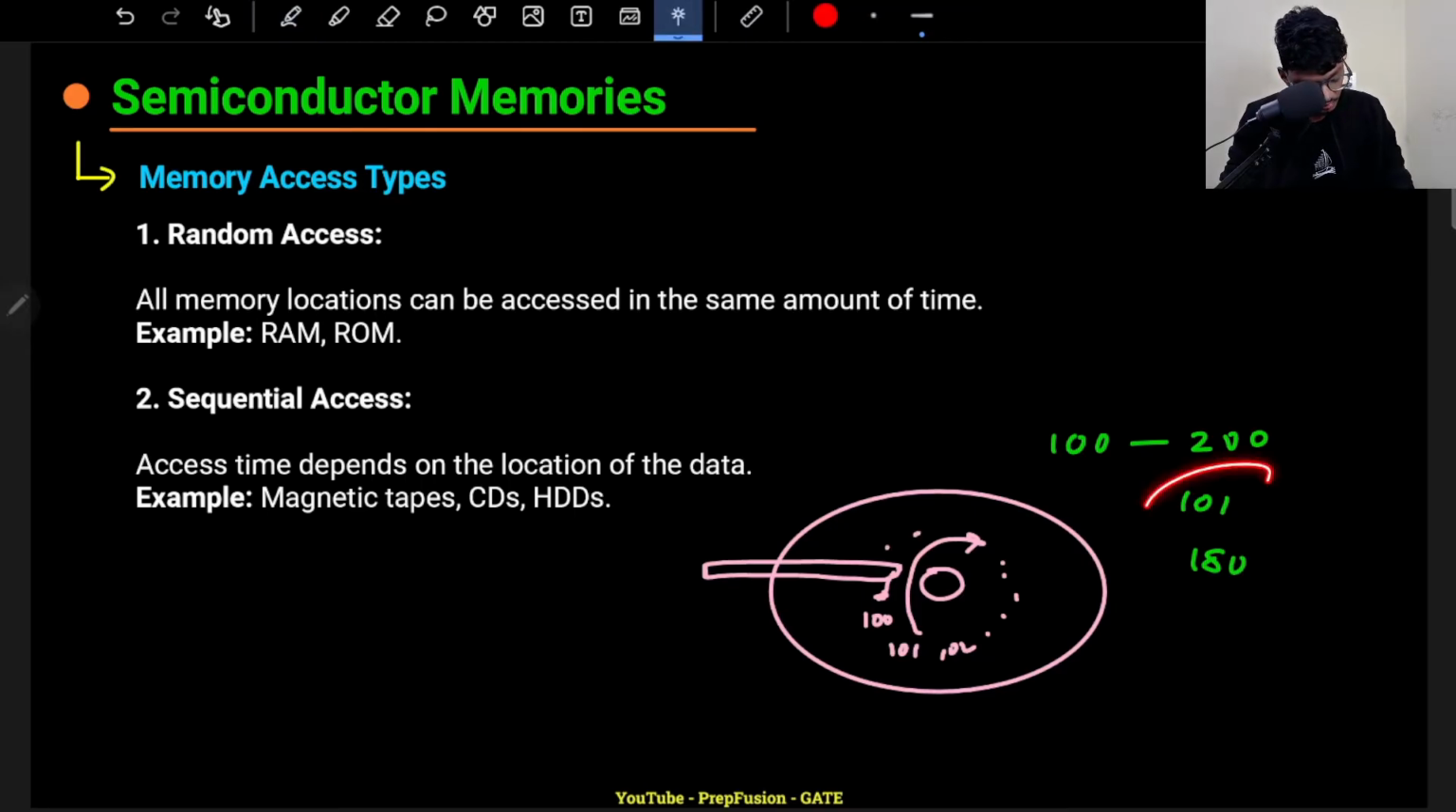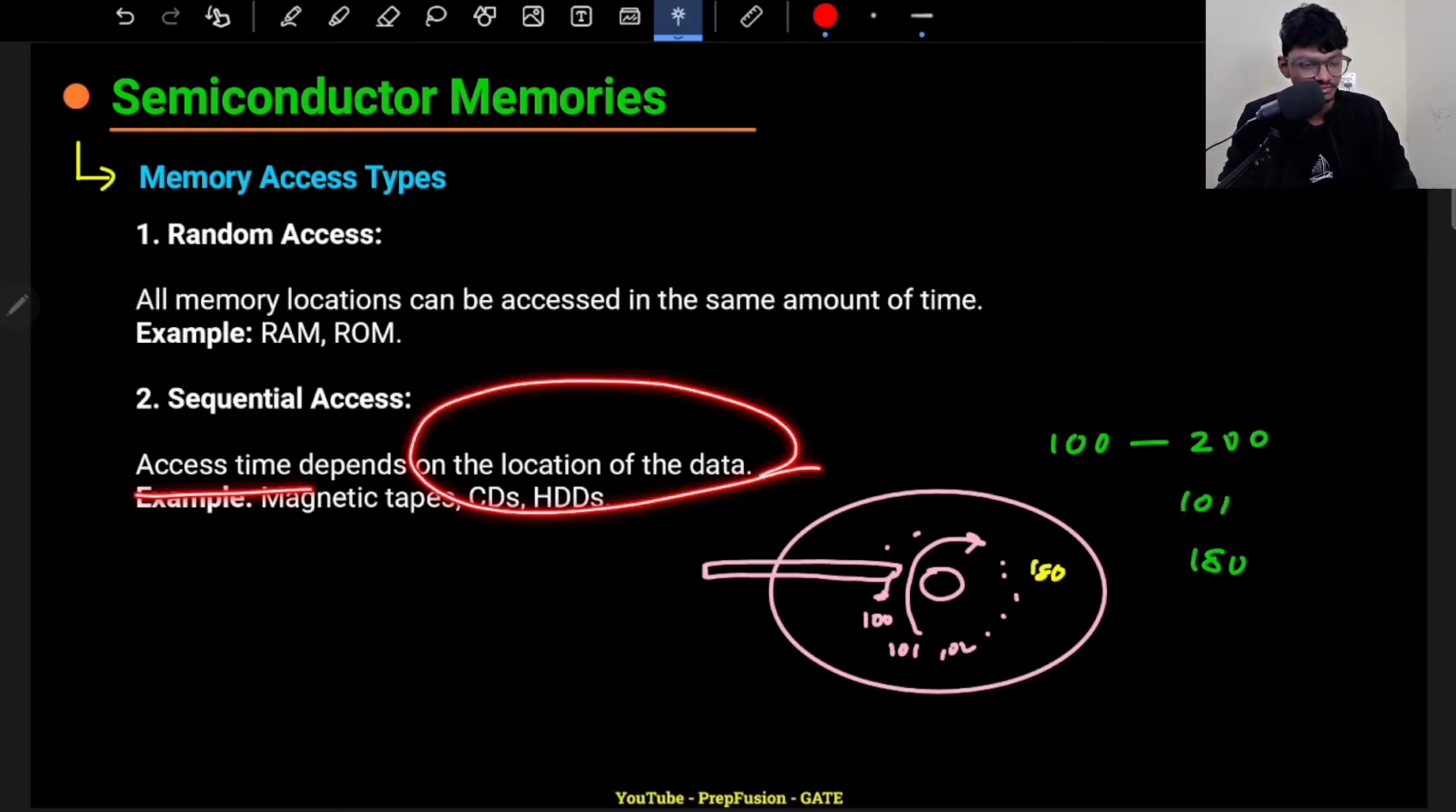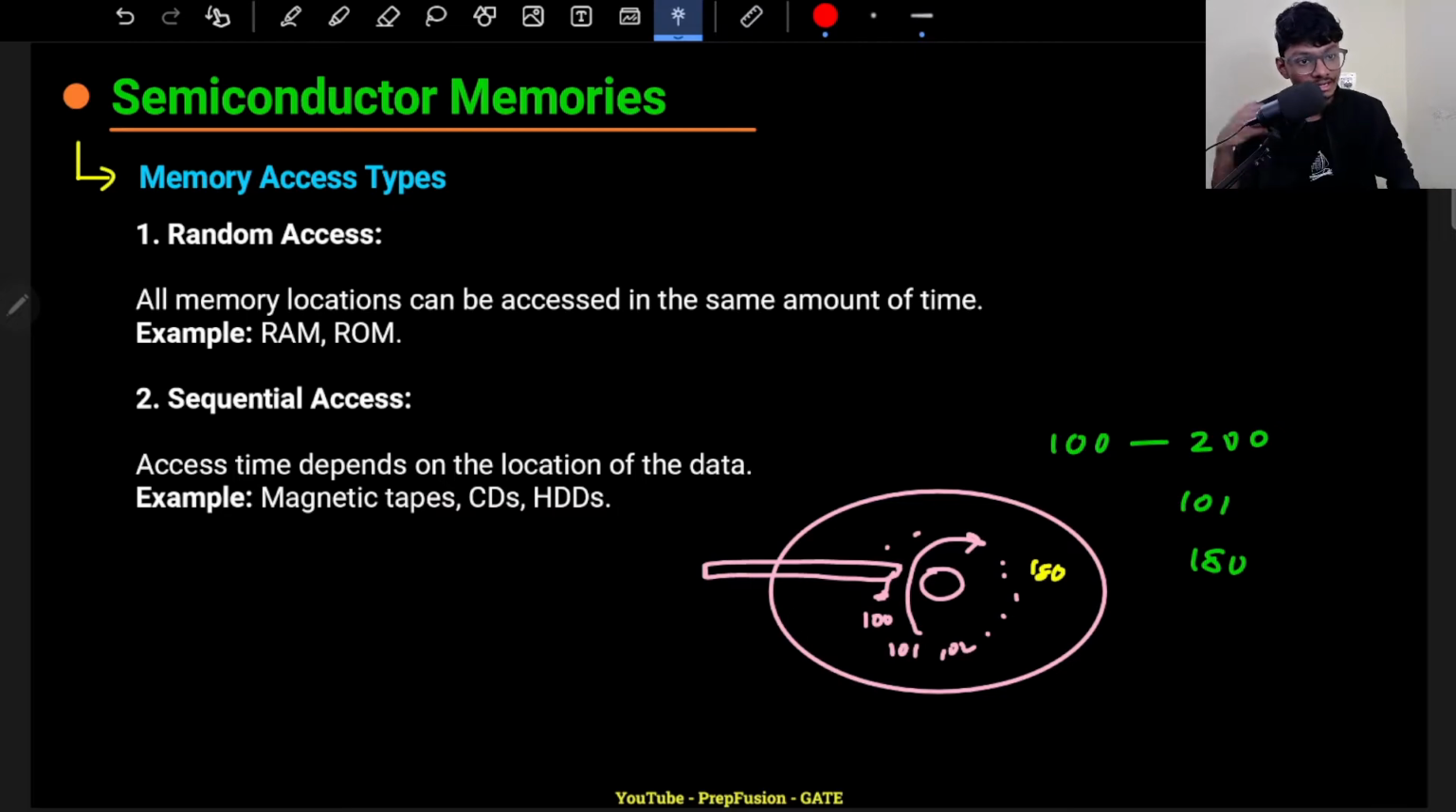Obviously I will get the value of 101 when the CD rotates and 101 comes here, touches, and then I get the data. But 180 will be somewhere here, so it has to rotate this much angle before I can get the value of 180. So here the access time depends on the location of data. That's why we don't use it in RAM and ROM, because the CPU is in direct contact with RAM and ROM, so we need the value of data instantly.